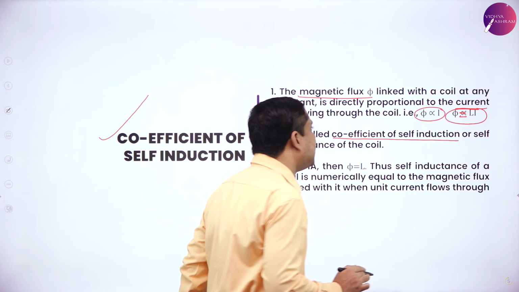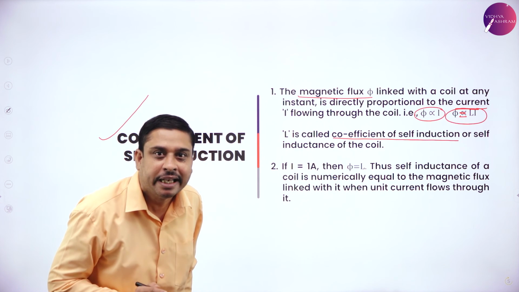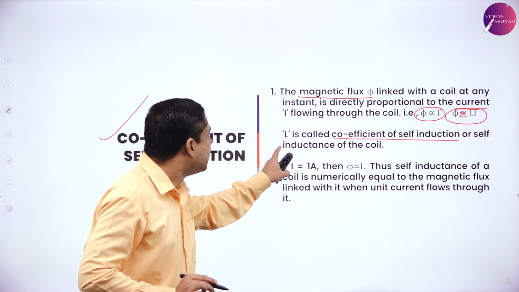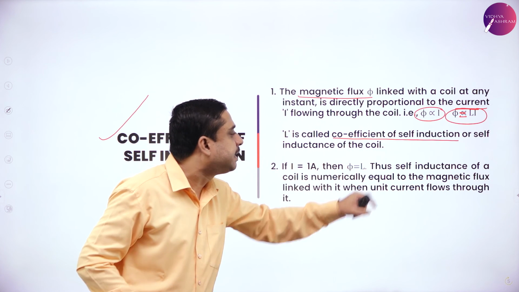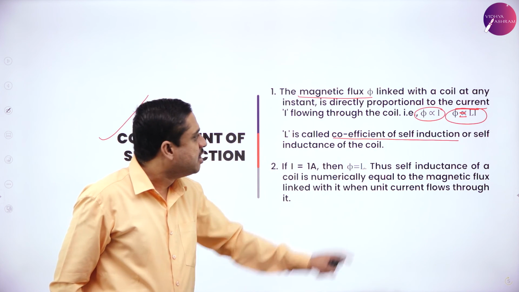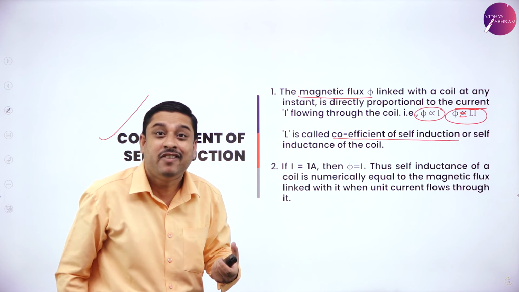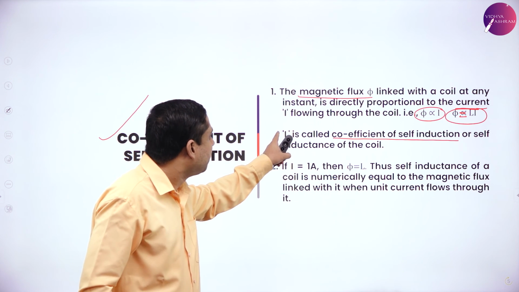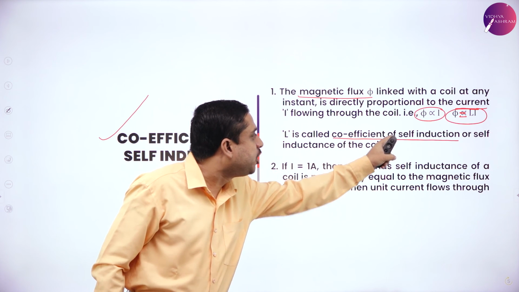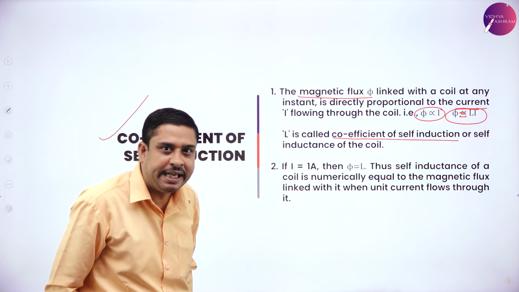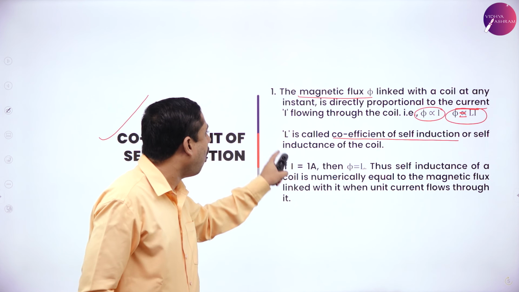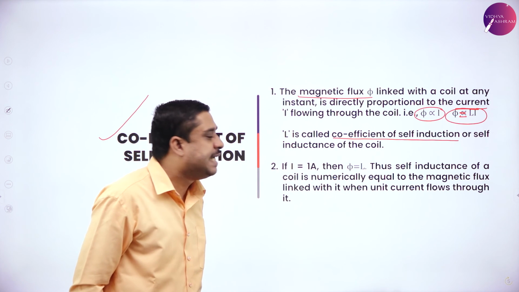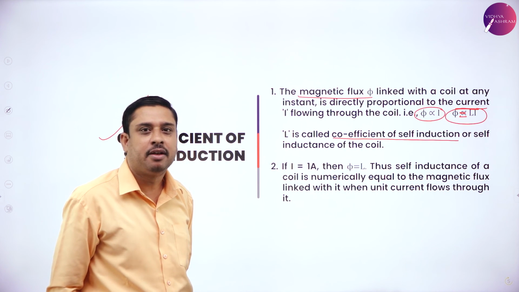and that constant L is called coefficient of self-induction or self-inductance of the coil. So the L that I have introduced is called coefficient of self-induction, or self-inductance of the coil.